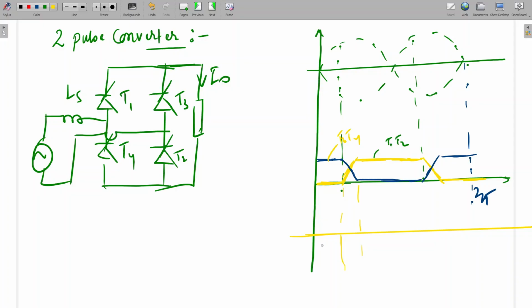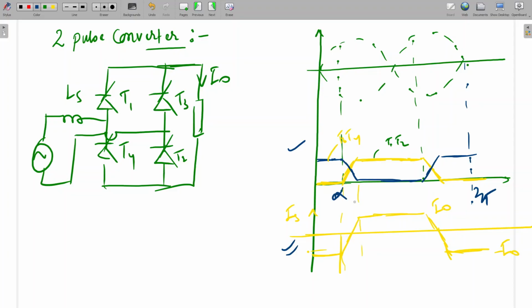Here it will start from minus I naught. It will go to I naught. This is the source current, IS. And again here it will go from plus I naught to minus I naught. So here it will be I naught, here it will be minus I naught. Is it clear to all? Otherwise I'll explain again why these currents are like this.